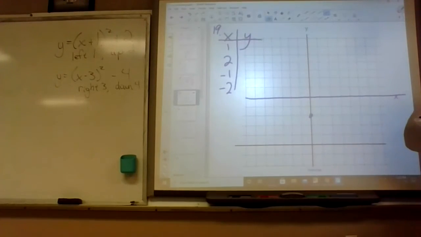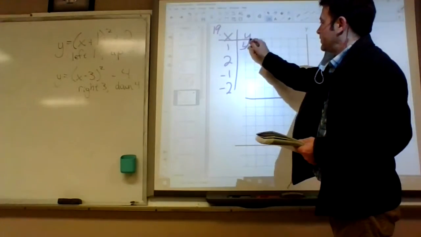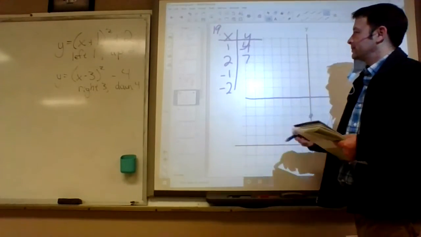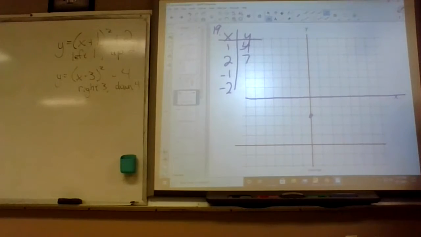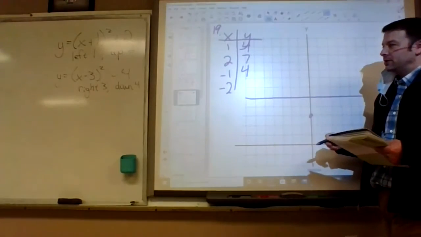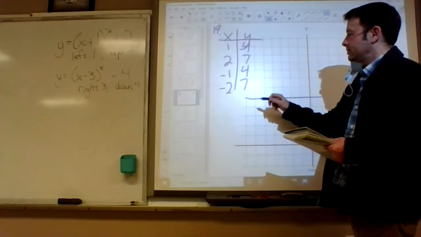1 squared plus 3 is 4. If I plug in 2, 2 squared plus 3 is 7. If I plug in negative 1 squared plus 3, 4. And if I plug in negative 2 squared plus 3, 7.